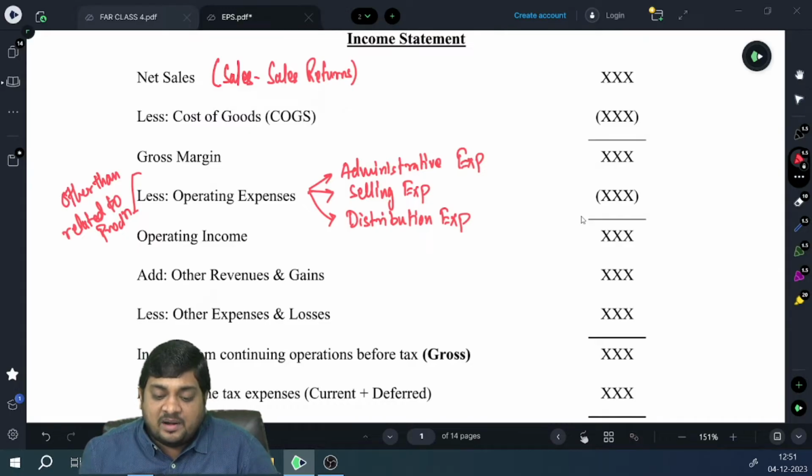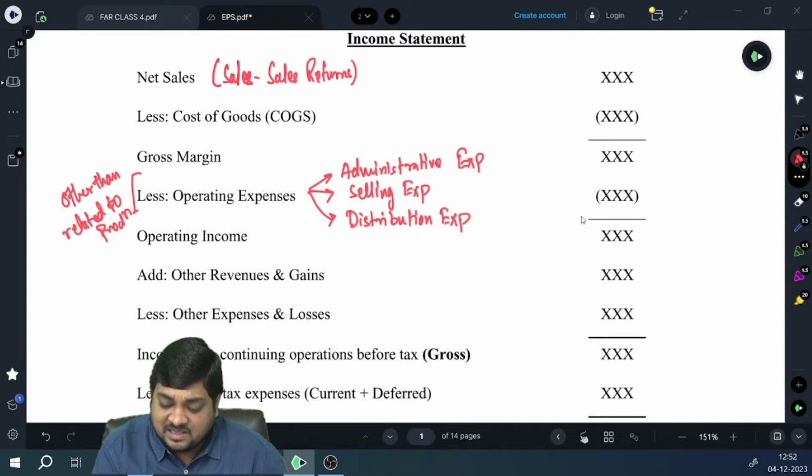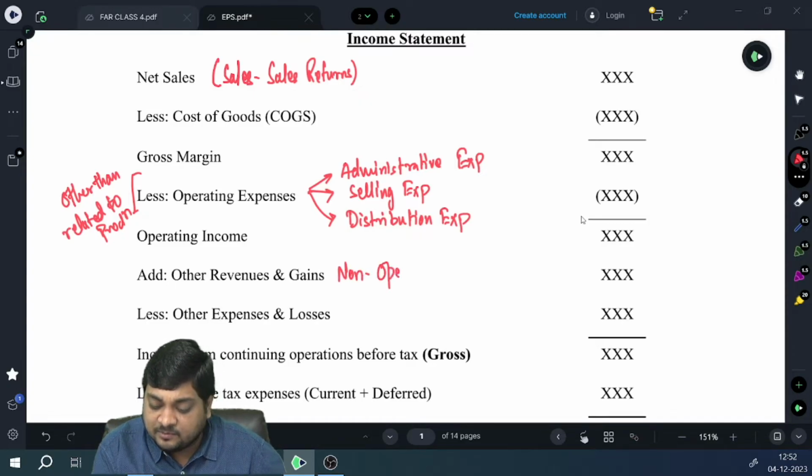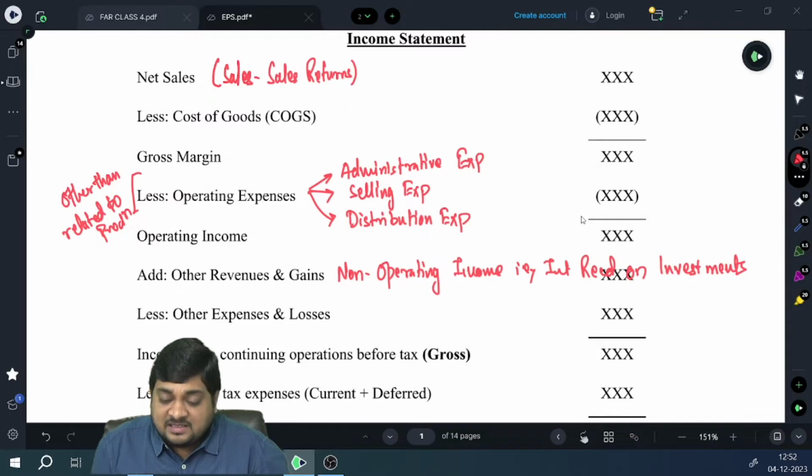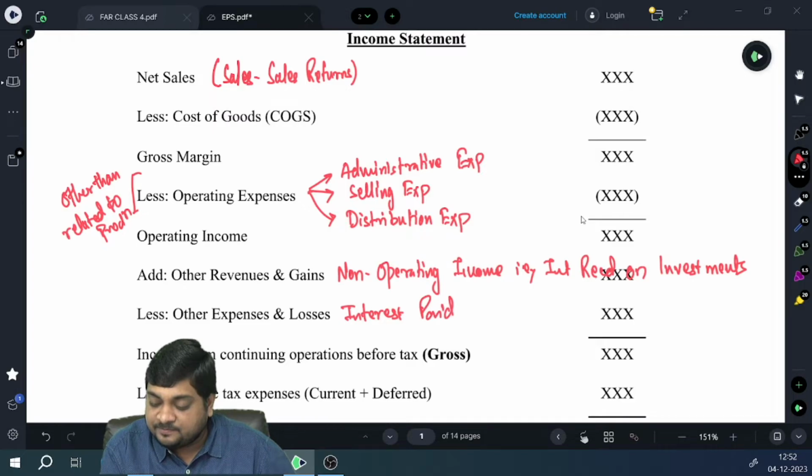Then we have operating profit, right? From gross margin, if we subtract operating expenses, we get operating profit. Now we add other revenues and gains. Basically, these are non-operating income, that is interest received on investments, right? And we have other expenses and losses, basically interest paid, finance cost on loans and debentures issued.